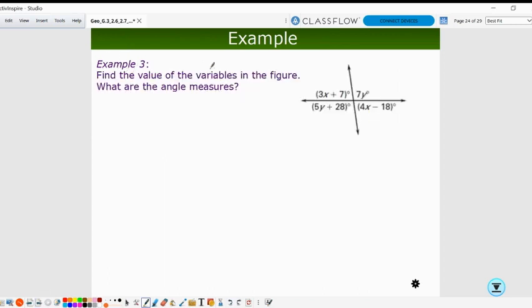Example 3, find the value of the variables in the figure. What are the angle measures? This is using that vertical angle congruence theorem. Set the x's expressions equal to each other and solve. Set the y values equal to each other and solve. We did work on this in our last unit on geometry basics. We'll get our x value to be 25 and our y value to be 14. We plug those in and we'll find our measurements as such.